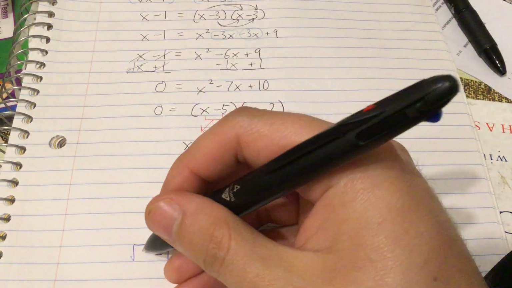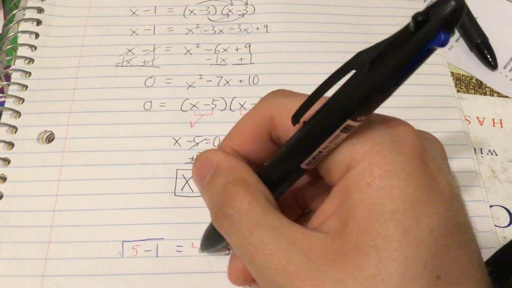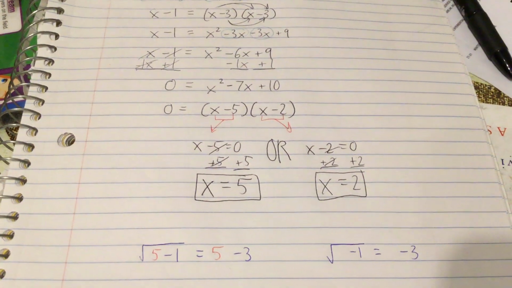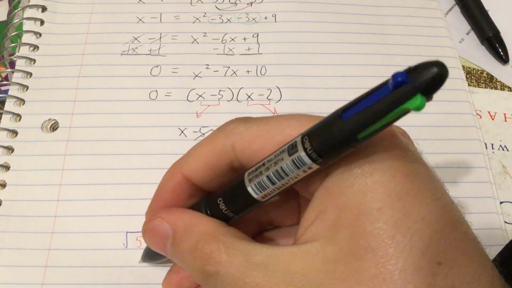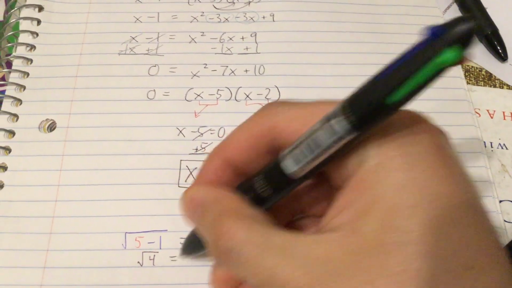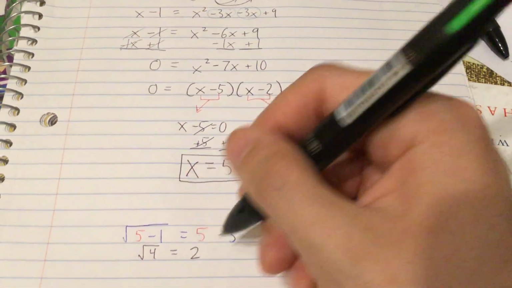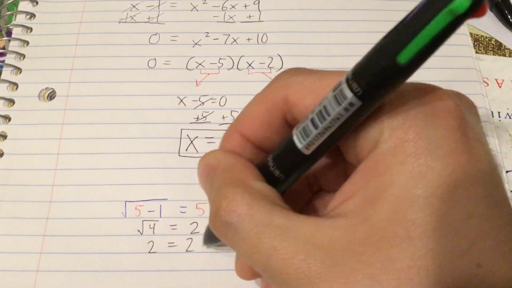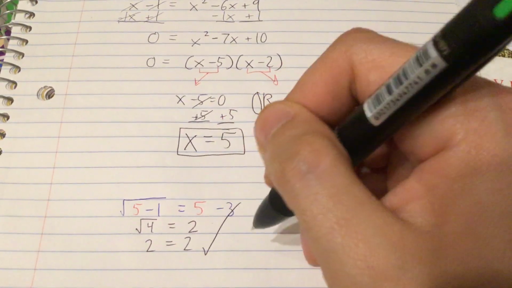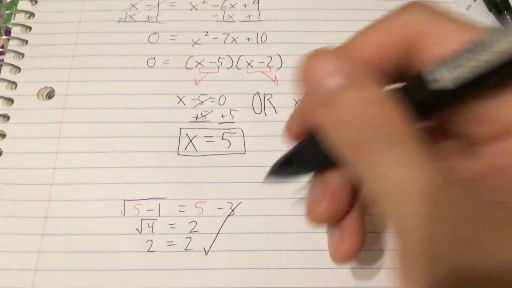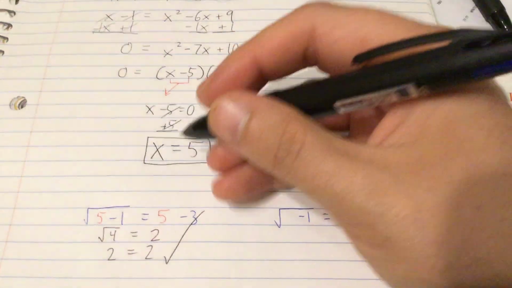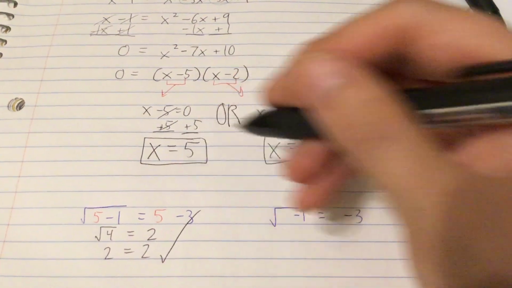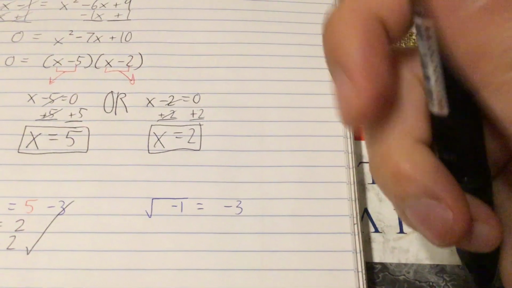So now I've got x equals 5. 5 minus 1 is 4, so the square root of 4. 5 minus 3 is 2. The square root of 4 is 2, because we're counting the positive square root, so that works. I didn't mean to check mark through the 3, but needless to say, x equals 5 is one of our solutions. Hopefully x equals 2 is as well.